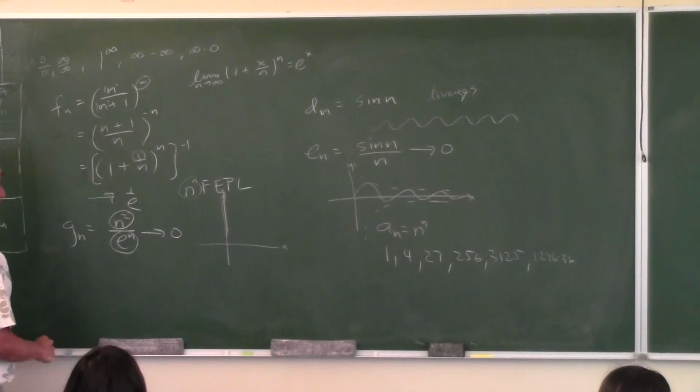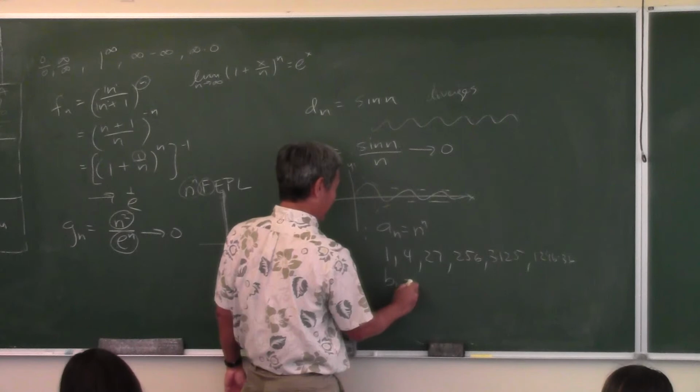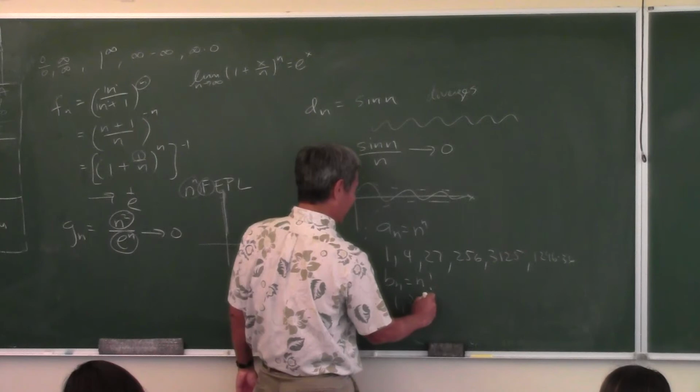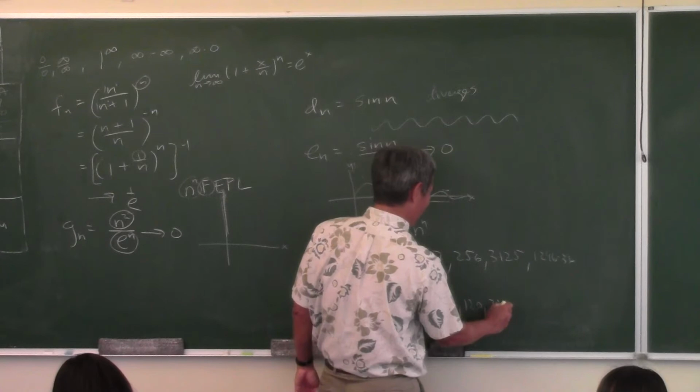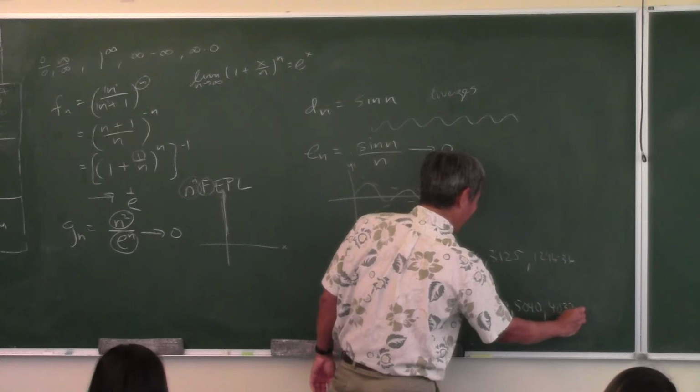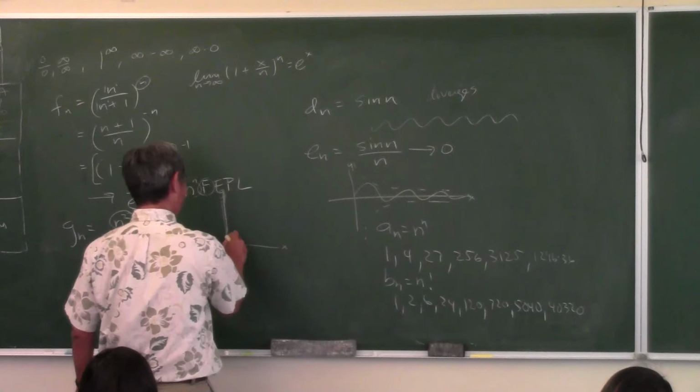F is factorial. Okay, let's look at factorial. What are the first few terms? 1 factorial, 2 factorial, 3 factorial, 4 factorial, 5 factorial, 6 factorial, 7 factorial, and more. It's growing fast, but not quite as fast as this one. So factorial, if you were to draw the graph, looks like that.